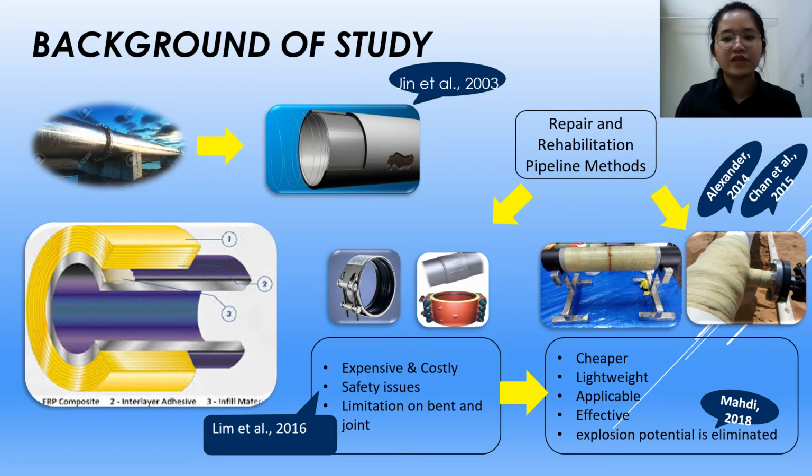Therefore, industry has discovered an alternative method, which repairs pipelines by using FRP composite. FRP composite is cheaper, lightweight, applicable, effective, and its explosion potential is eliminated compared with the conventional method.